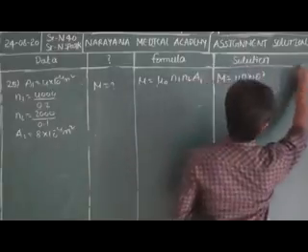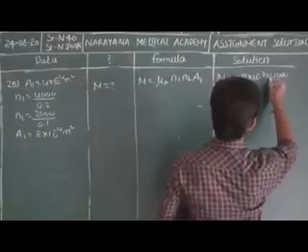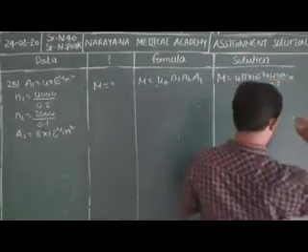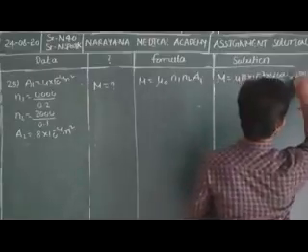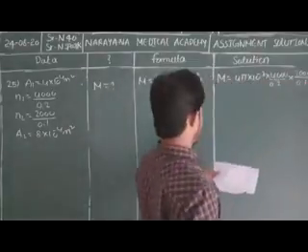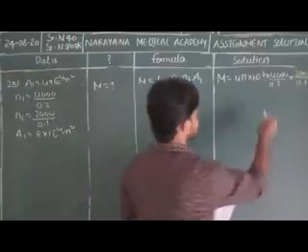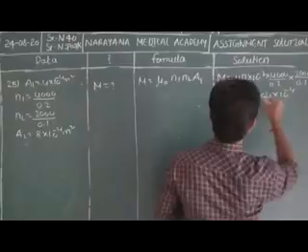Similarly, it is placed inside another solenoid. So definitely this is the inner solenoid. The second solenoid has 2000 turns, N2 is equal to 2000, and its length is 10 centimeters, that is 0.1 meters. And the area of cross section of the second solenoid is 8 centimeter square.